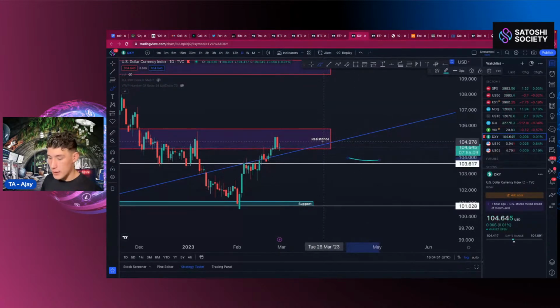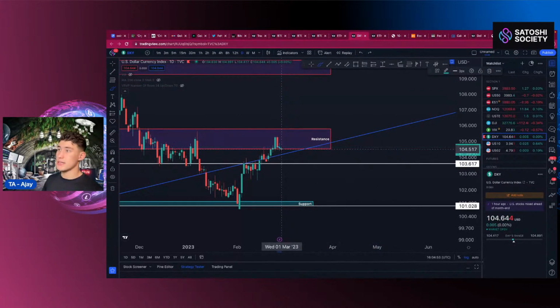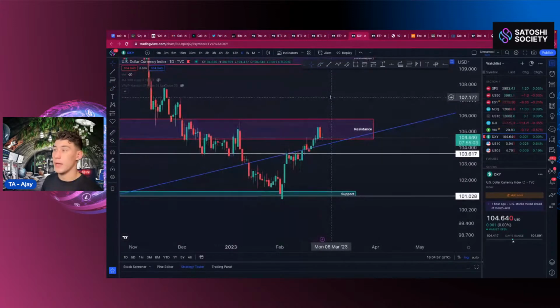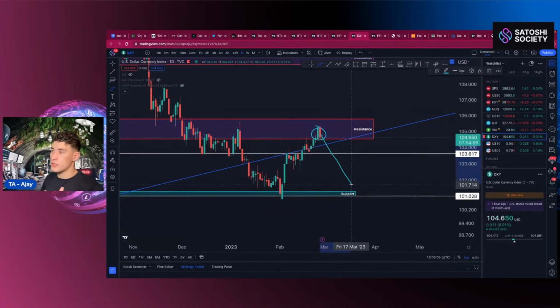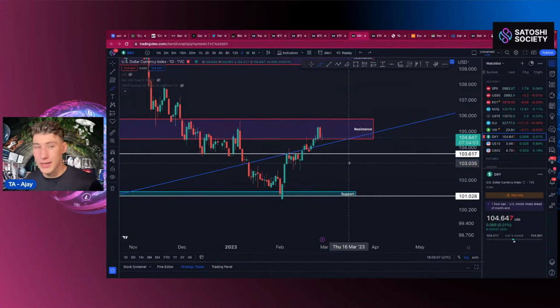If we cannot get a rejection, and the DXY is going to continue to climb, then it's looking very, very bearish for the traditional and the Bitcoin markets. But again, if the DXY can get a rejection from here, then it's looking very, very bullish for the traditional market and the crypto market.